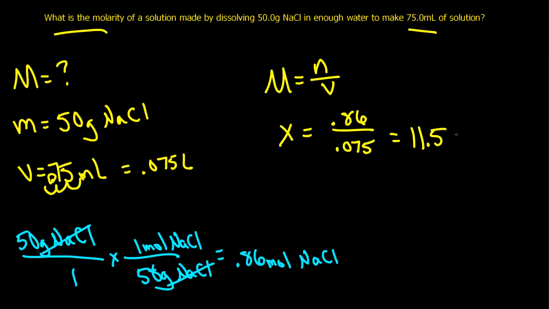So 11.5. We need a unit here. So 11.5 what? We're looking at molarity and concentration. So I can either put molar with a capital M, or I can also do moles per liter. It's really your choice. I personally prefer moles per liter. It just looks cleaner to me. So there is that answer.